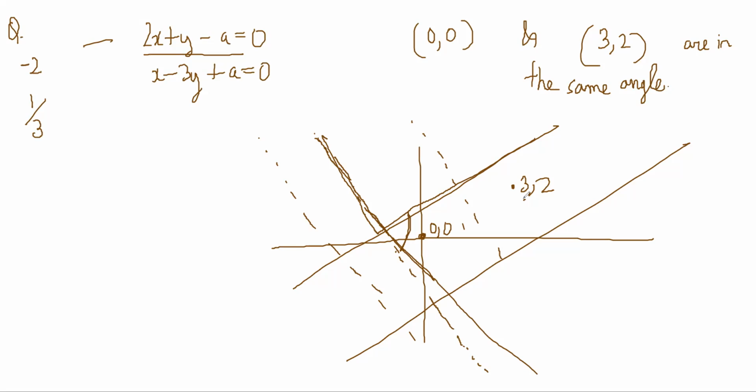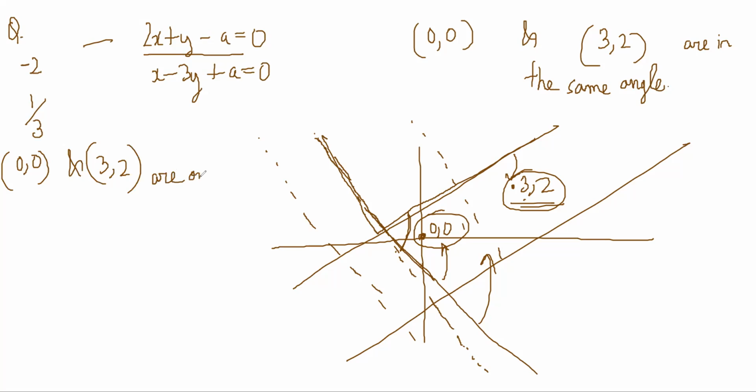So what you can say is that if they are in the same angle, no matter what happens, both the origin and 3 comma 2 are below this line, right? And they are both above this line, right? So we get two conditions from there. You are saying basically that both 0, 0 and 3 comma 2 are on the same side of both the lines.